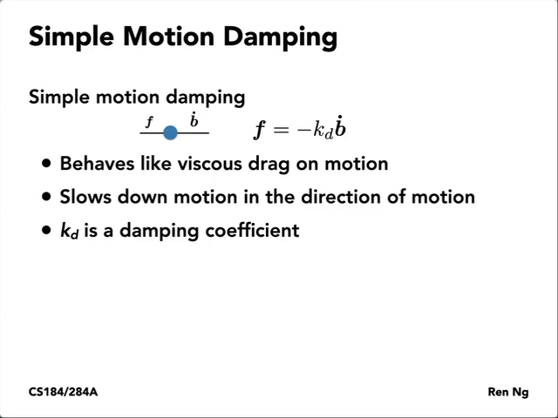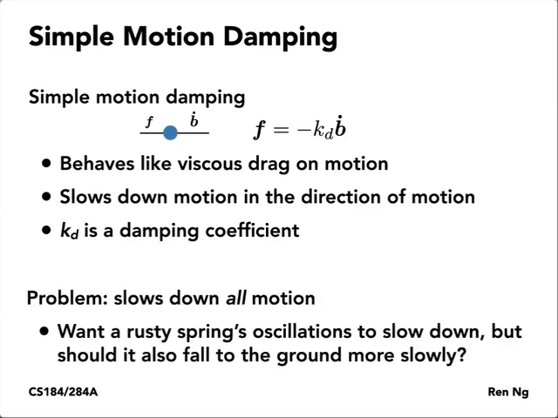This is akin to that kind of a force. It slows down motion in the direction of motion, so the force is always going to point in the opposite direction. In this case, D is a damping coefficient.